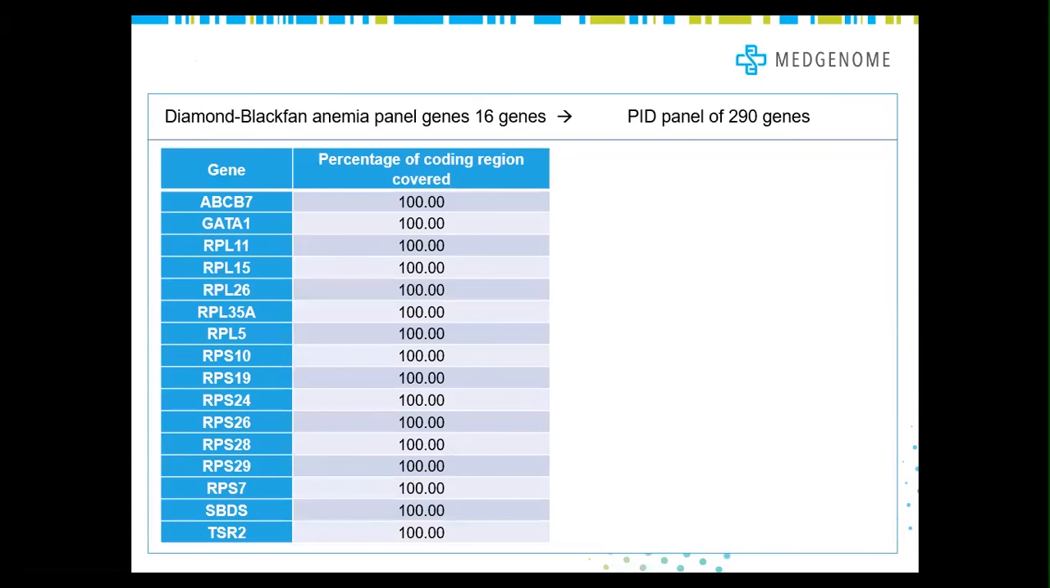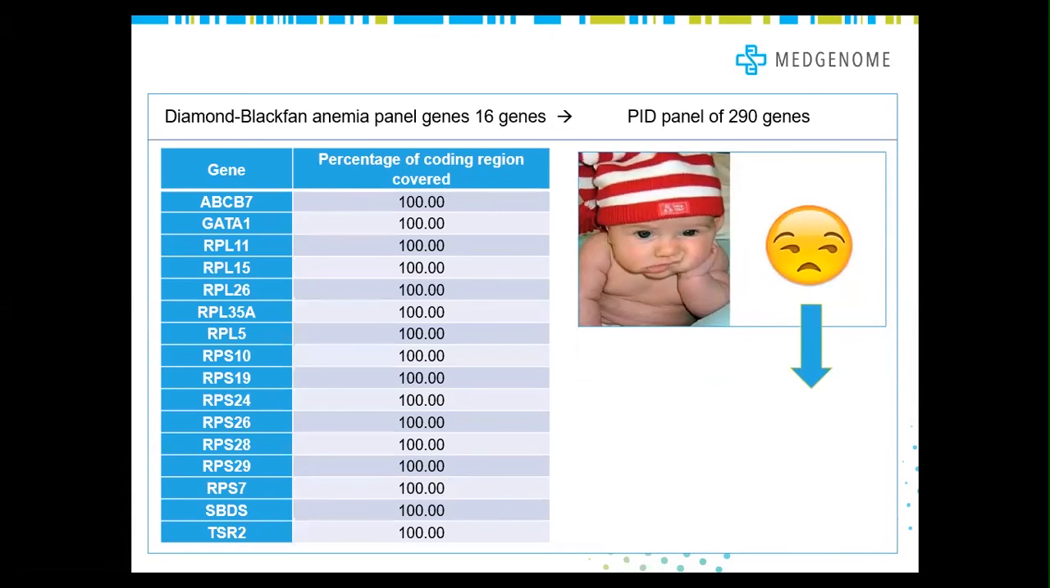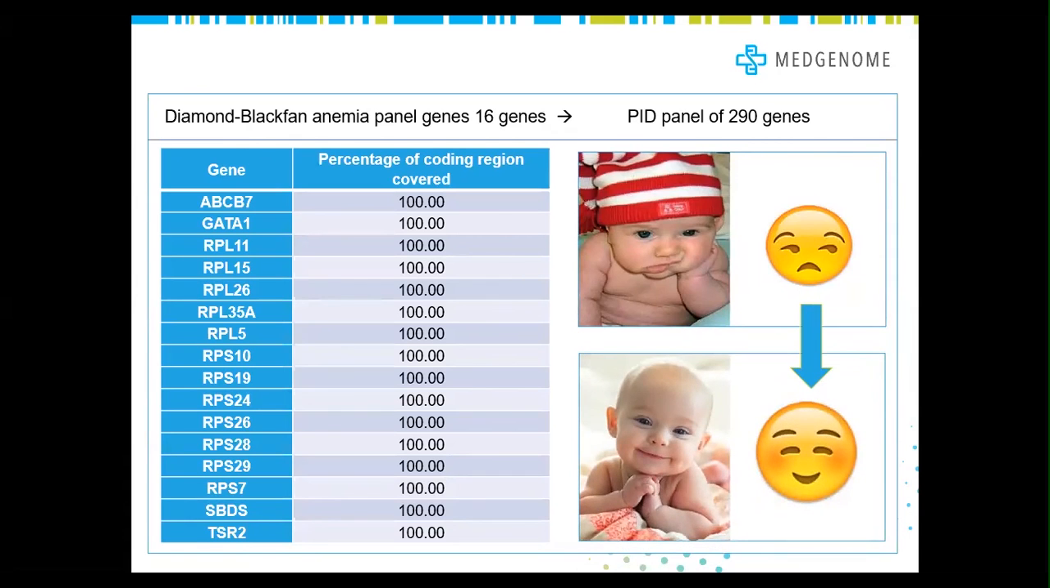This could also be because initially the clinician was suspecting Diamond-Blackfan, and he sent for just the Diamond-Blackfan anemia gene panel, which has 16 genes. We concentrated on those 16 genes. But when he suspected primary immunodeficiency, as many as 300 genes were tested, and that is how we got a better diagnosis.